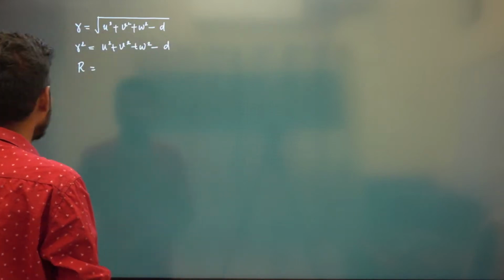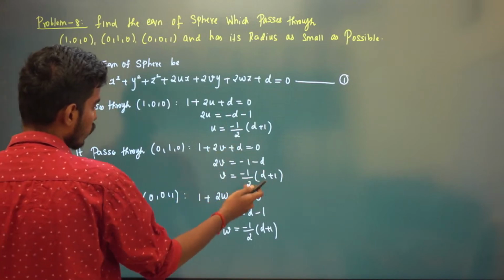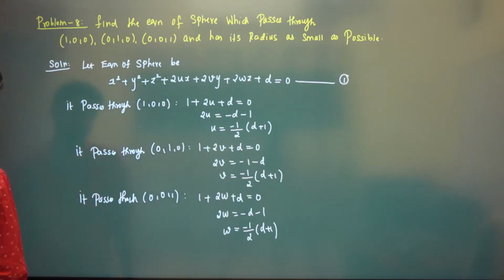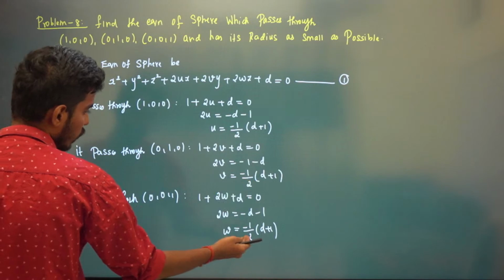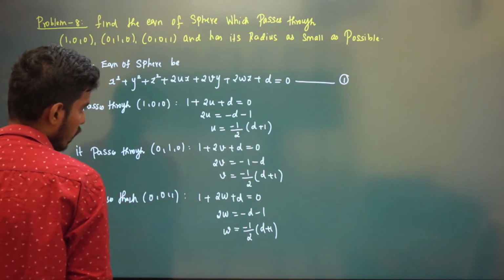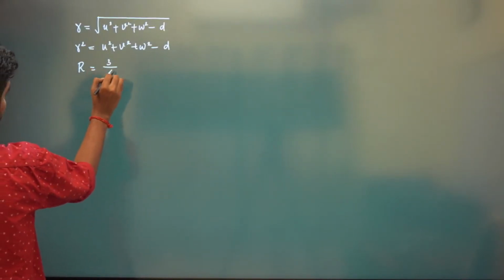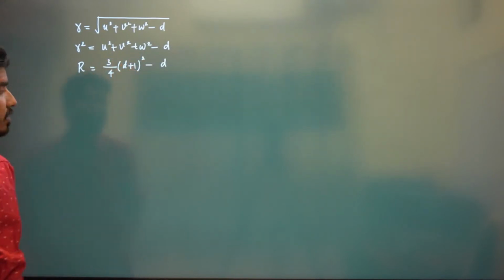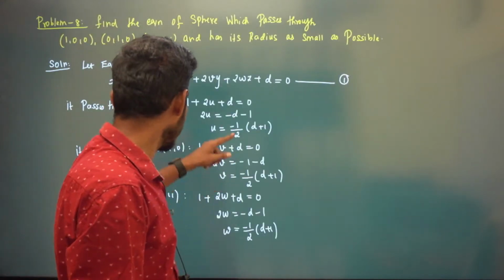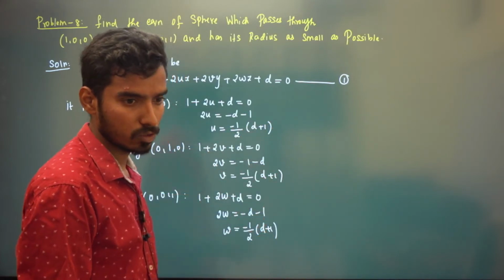Okay. Now what is u square, v square, w square? It is 1 by 4, 1 by 4, 1 by 4, so you will have 3 by 4. I'm just squaring and adding. Each is 1 by 4 times (d plus 1) whole square, so (d plus 1) whole square is common. So 1 by 4, 1 by 4, 1 by 4 is 3 by 4. So R is 3 by 4 times (d plus 1) whole square minus d.